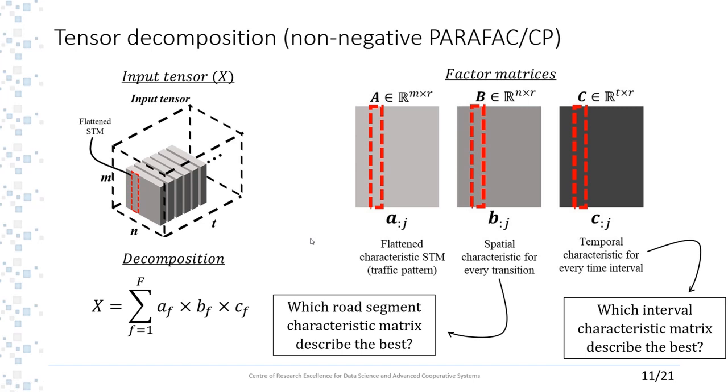The second one, B, will show us the spatial characteristics for every transition. So in other words, we will see which road segment each characteristic matrix describes best. And for C, we get the temporal characteristics for every time interval, or in other words, we will get the answer which interval each characteristic matrix describes best.